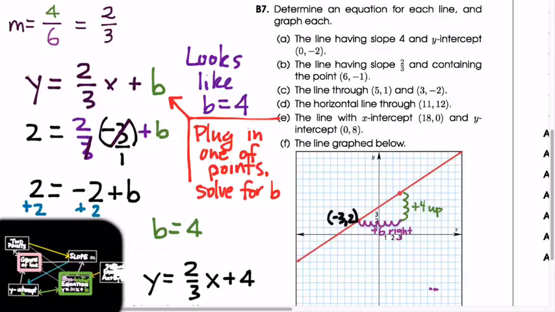But I could very easily envision examples where the y-intercept isn't exactly what it looks like on the graph, and the algebra is the way to know for sure.